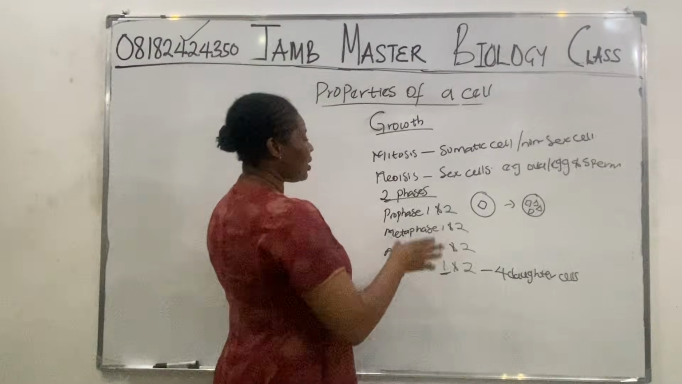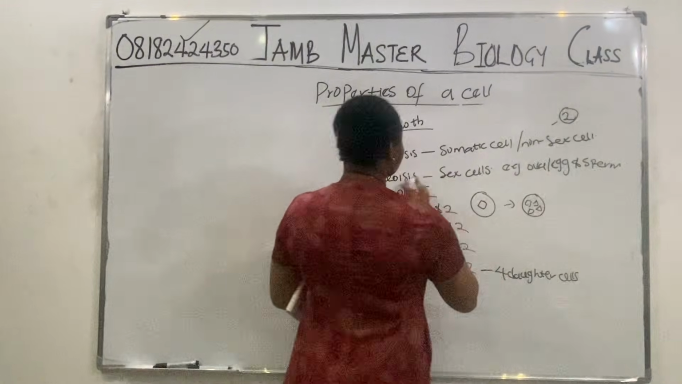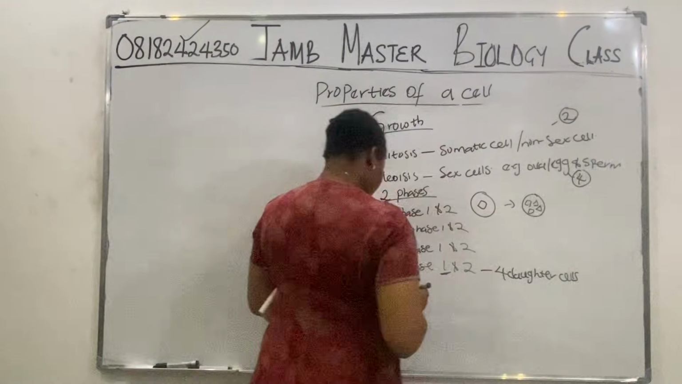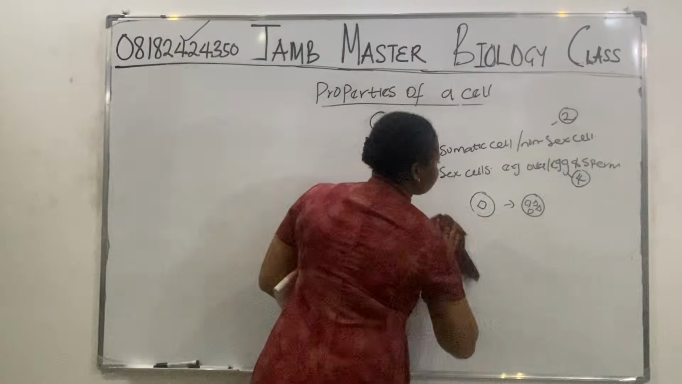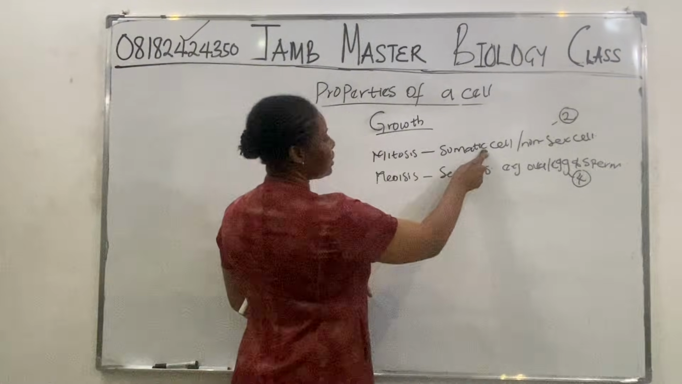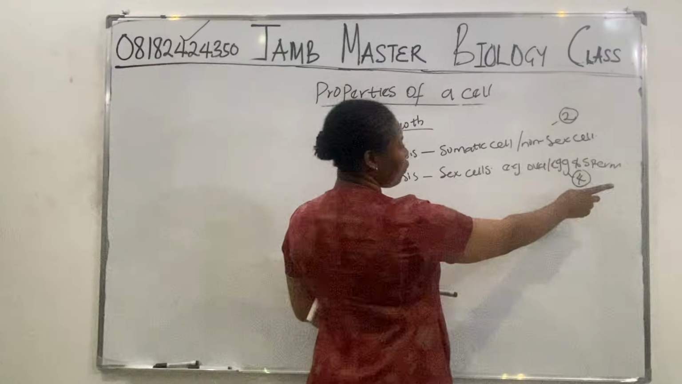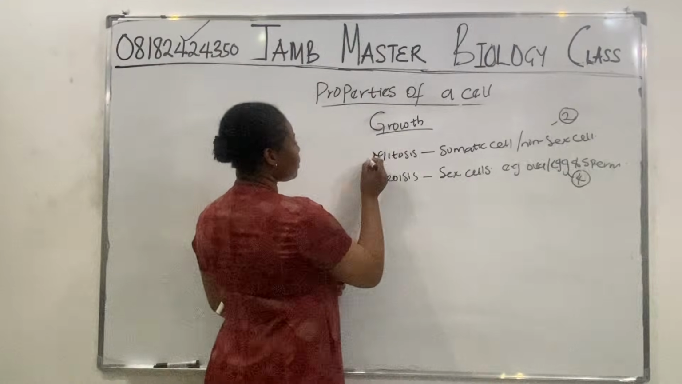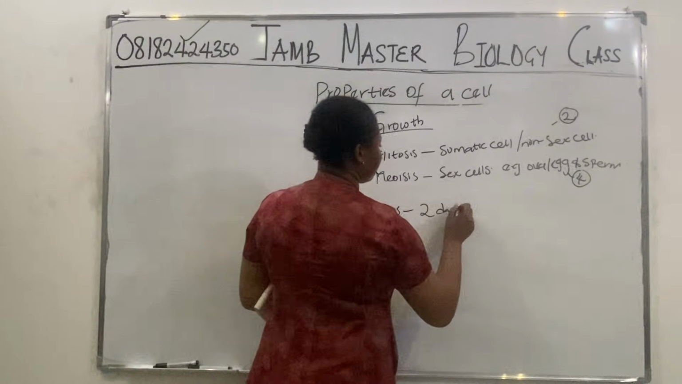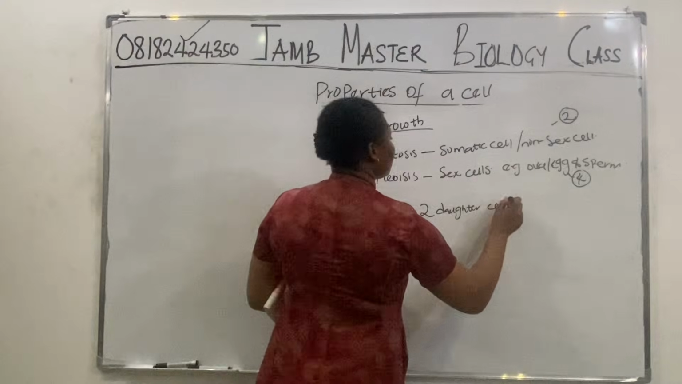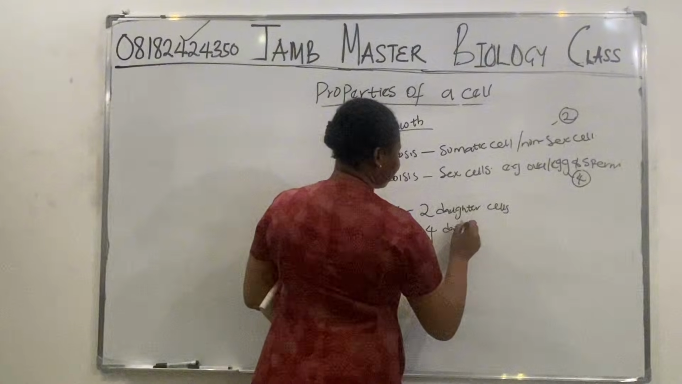The major thing for you to note under meiosis is that mitosis gives you 2 daughter cells. Meiosis gives you what? 4 daughter cells. This is just the basic thing you have to note in mitosis and meiosis. Mitosis occurs in somatic cells and it gives you 2 daughter cells. Meiosis occurs in sex cells and it gives you what? 4 daughter cells. So mitosis, 2 daughter cells. Meiosis, 4 daughter cells.